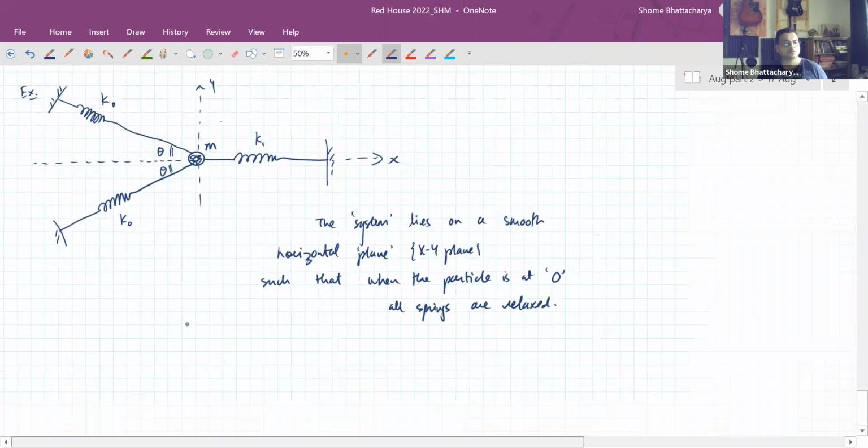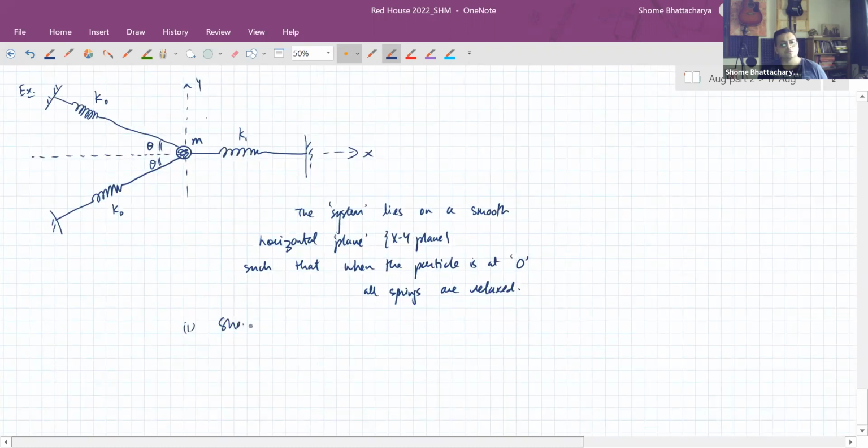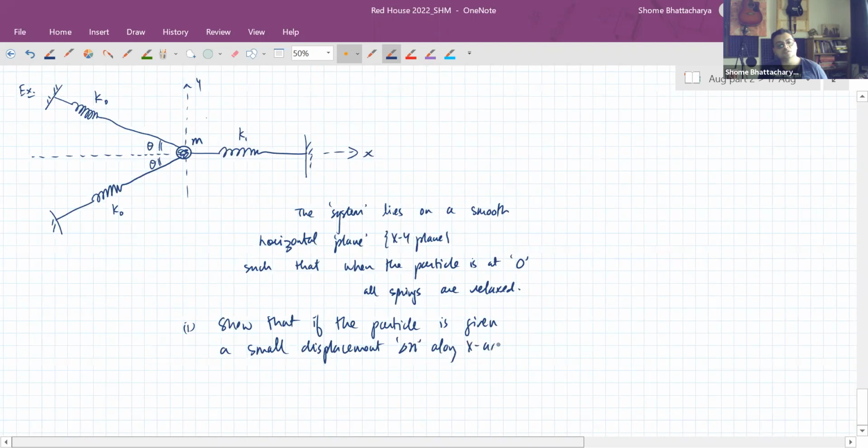Now, first of all, show that if the particle is given a small displacement along the x-axis, which is the symmetry axis, it will perform SHM.